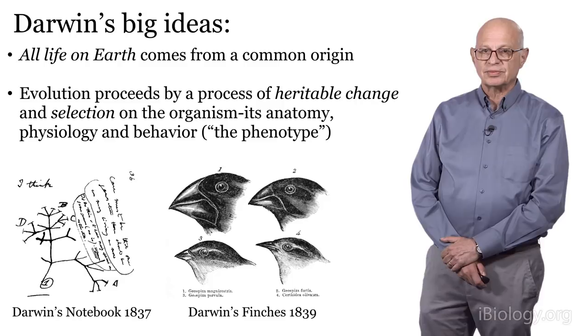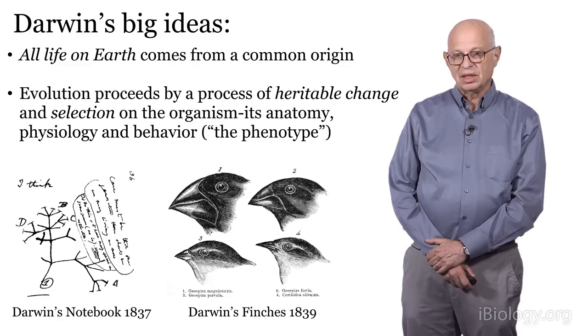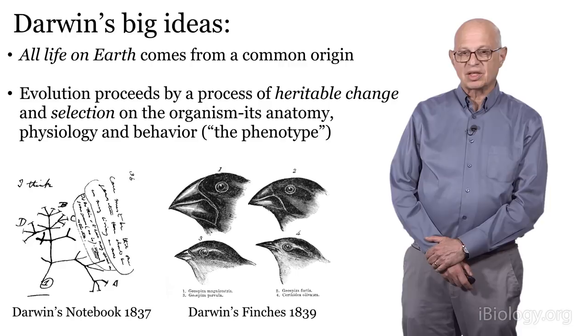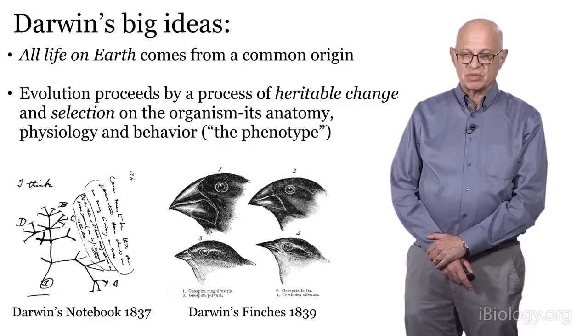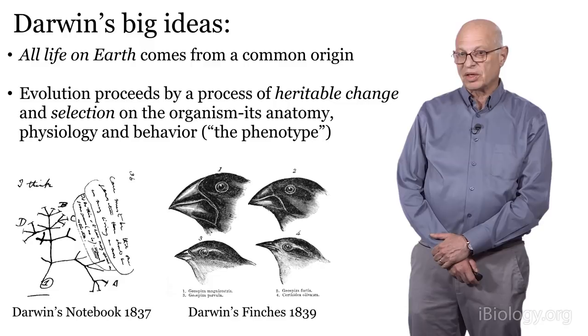So let's start with Darwin's big idea. He had two really major concepts. He wrote them down in his notebook when he came back from the voyage of the Beagle, and that was published. And that is that all life on Earth comes from a common origin. So you see that sort of tree at the bottom with its common origin on the left, and the various branches all coming from the same source. Remember, he said that before we knew as much as we do about the underlying molecular similarity among organisms.